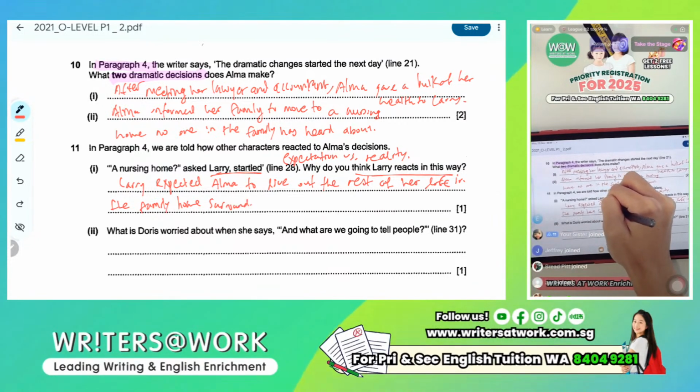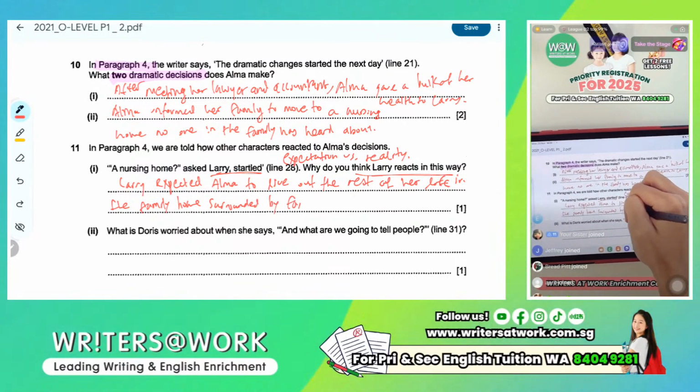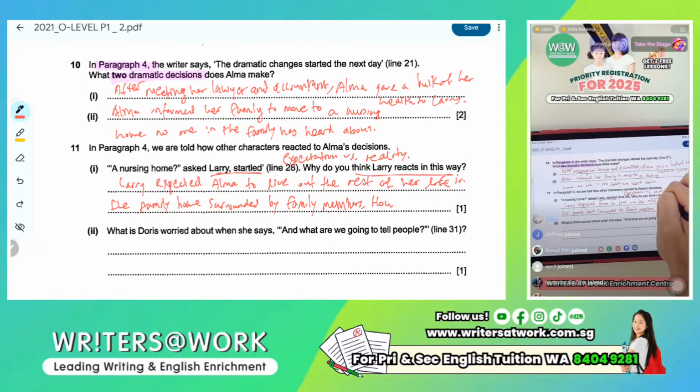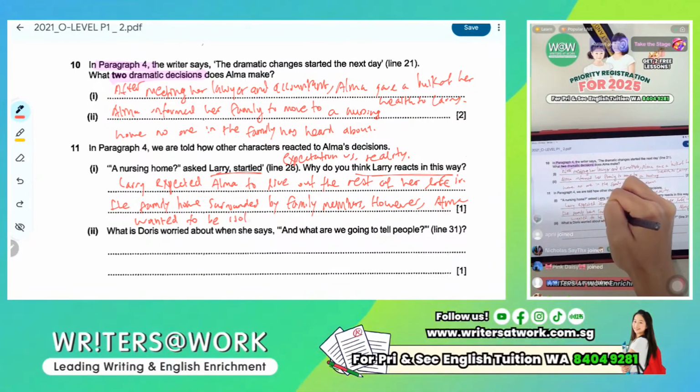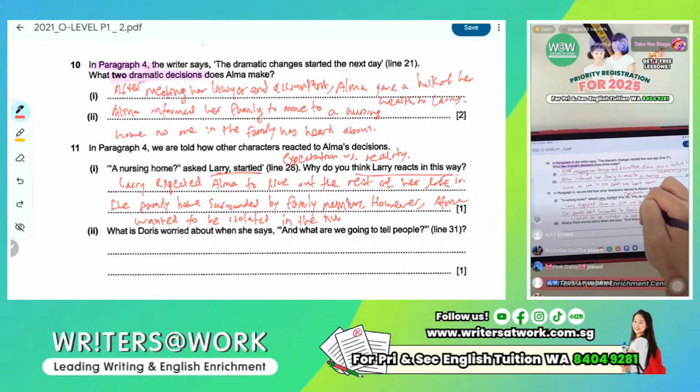Surrounded by family members. However, Alma wanted to be isolated in the nursing home. So the idea is companionship versus isolation. I think that's the main takeaway you need to contrast here. Okay.